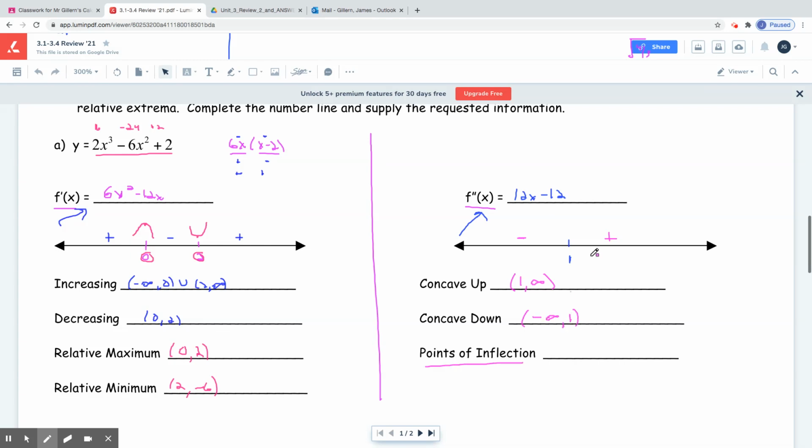Points of inflection happen where we change sign. Just like max and mins happen with the first derivative, that's where points of inflection are. You just don't have to worry about if it's negative to positive or positive to negative. So obviously it changes at 1. So I have a point of inflection at 1. That's where it changes concavity.